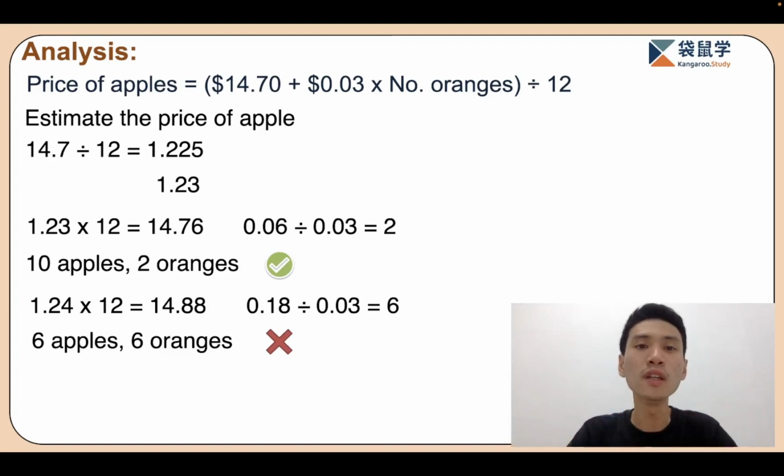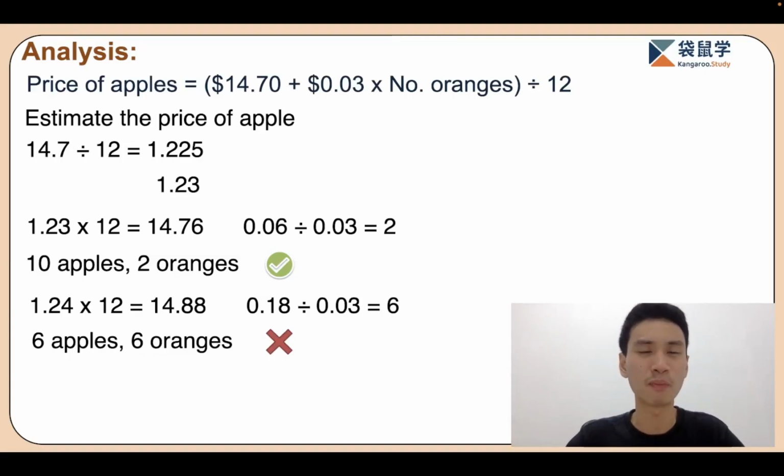And so, do we need to estimate further up to a higher price? No. Why? Because then we would get even fewer apples and more oranges. We are getting further away from our correct answer. So, do we have here the price of each apple? Yes, it is 1.23.